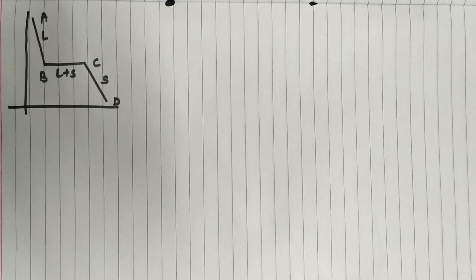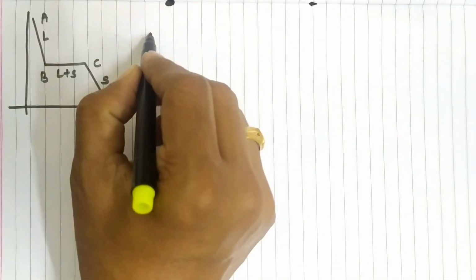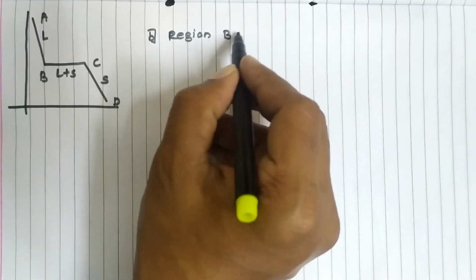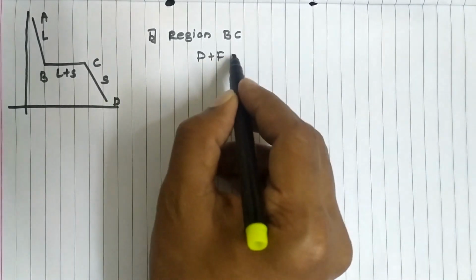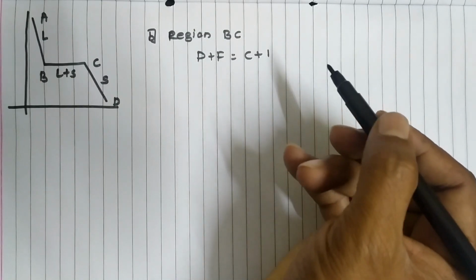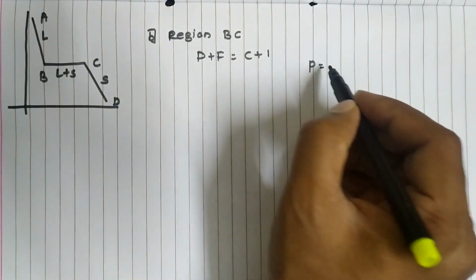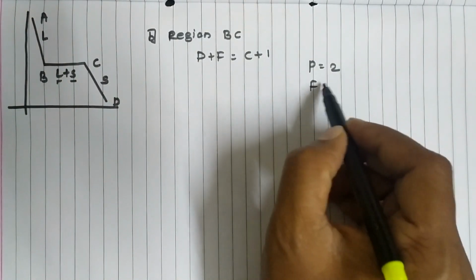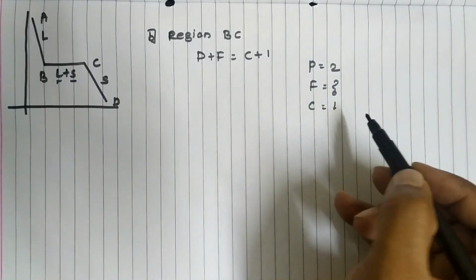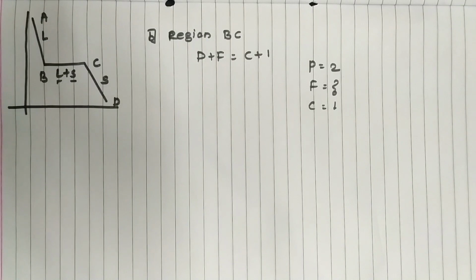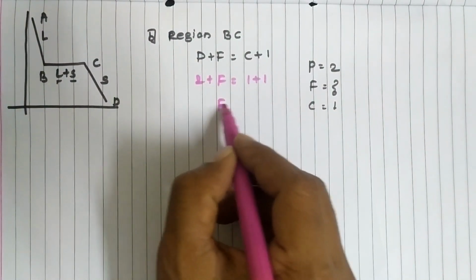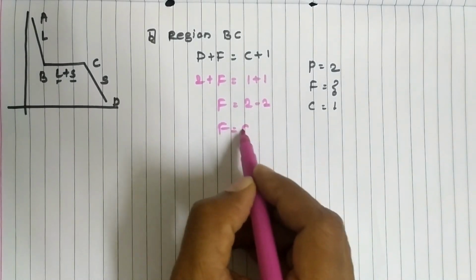Now if we apply the Gibb's phase rule for region BC, then P plus F is equal to C plus 1, as this is the Gibb's phase rule. Now here two phases we are getting, that is liquid phase and solid phase. P is equal to 2, F we have to calculate, C is equal to 1 because this is the pure metal. Putting this value into the equation, 2 plus F is equal to 1 plus 1, F is equal to 2 minus 2, F is equal to 0.